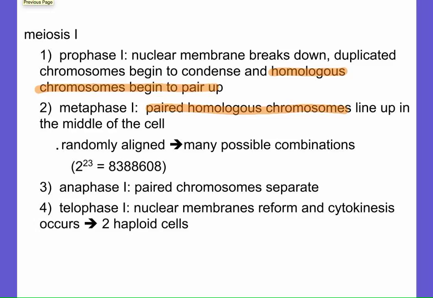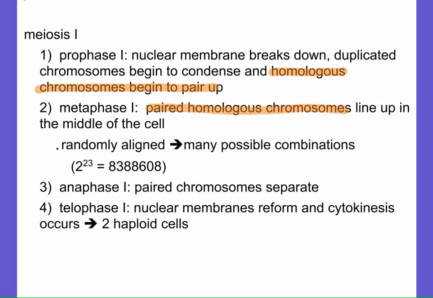So 2 to the 23rd is this huge number here. For a human doing meiosis, there are over 8 million different combinations, which means if you actually had to draw this, it would take some time to come up with all those different combinations, right? So I'm not going to expect you to do that.